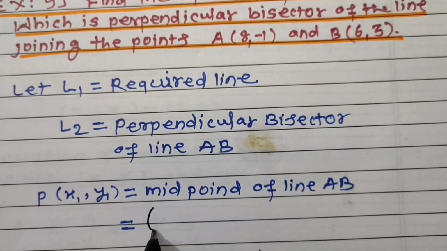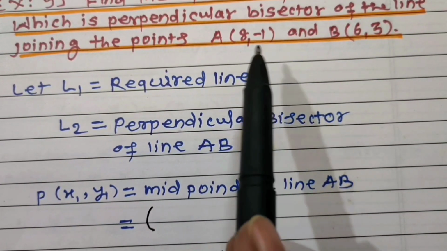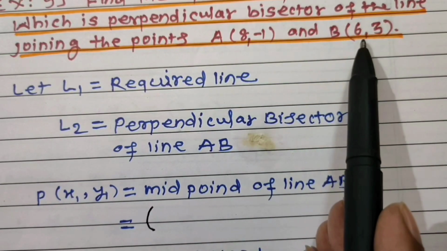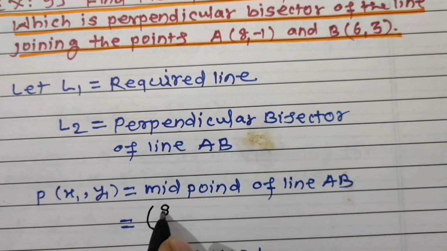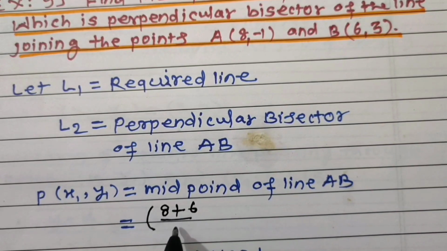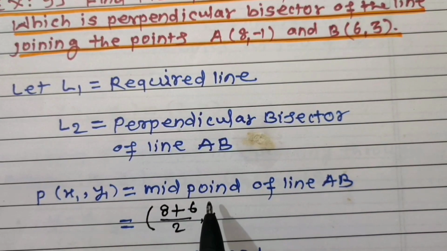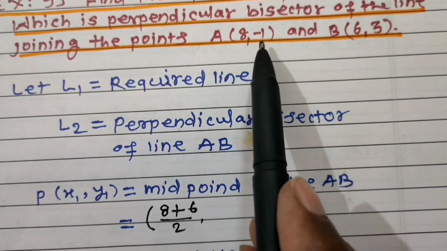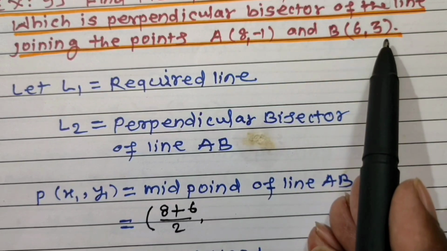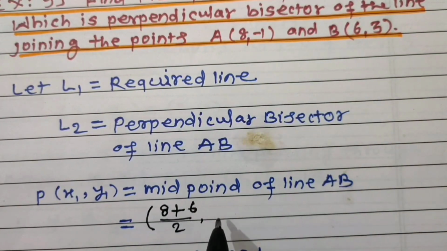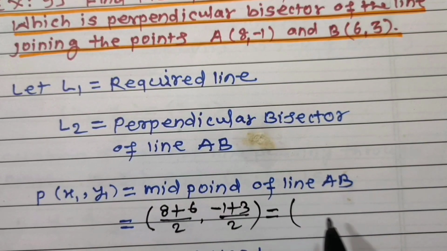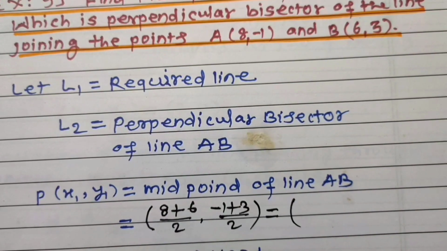Then coordinates of this midpoint, x coordinate will be addition of x coordinates of A and B and divided by 2. That is 8 plus 6 divided by 2. And y coordinate of this midpoint, addition of y coordinates of A and B and divided by 2. Minus 1 plus 3 divided by 2. Now simplify this. This is 8 plus 6, 14 upon 2 is 7. Minus 1 plus 3, 2 upon 2 is 1.